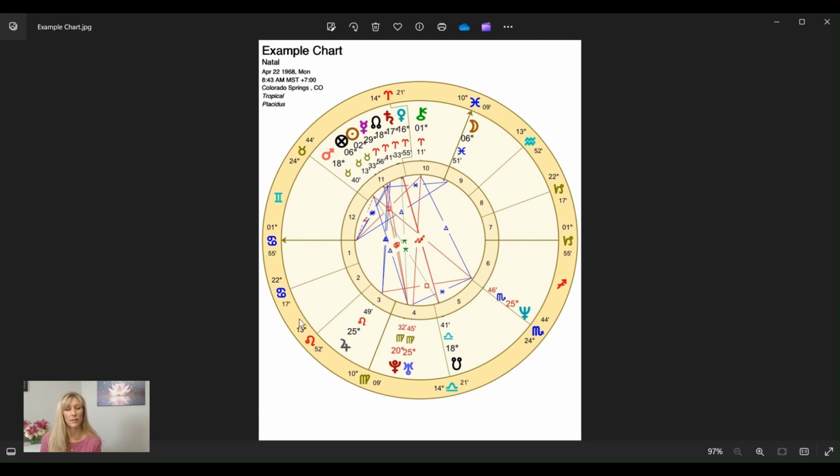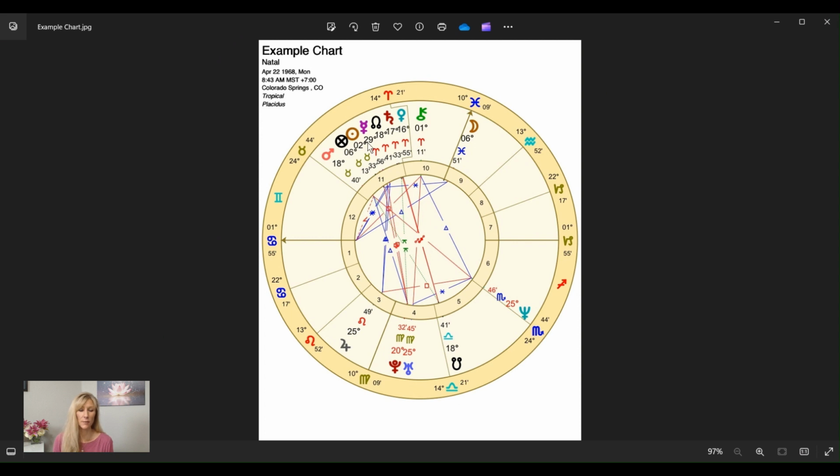So just to give you an example, if you were born just 11 minutes earlier from that 8:43 a.m. time, then you would have been Gemini rising, not Cancer rising. So whatever sign is on the left-hand side on the eastern horizon at the time of your birth, that is your rising sign. So this is why the birth time is so essential to getting an accurate chart.